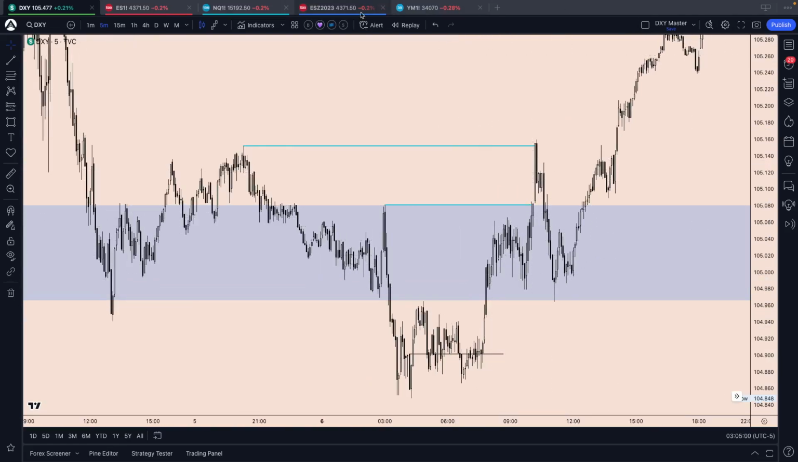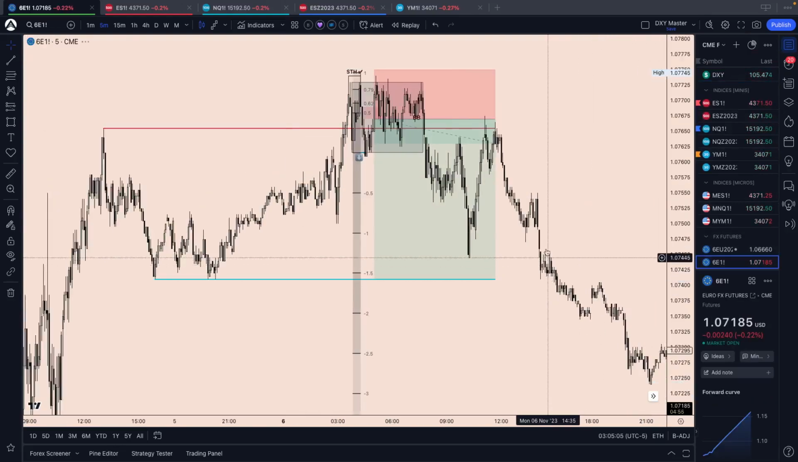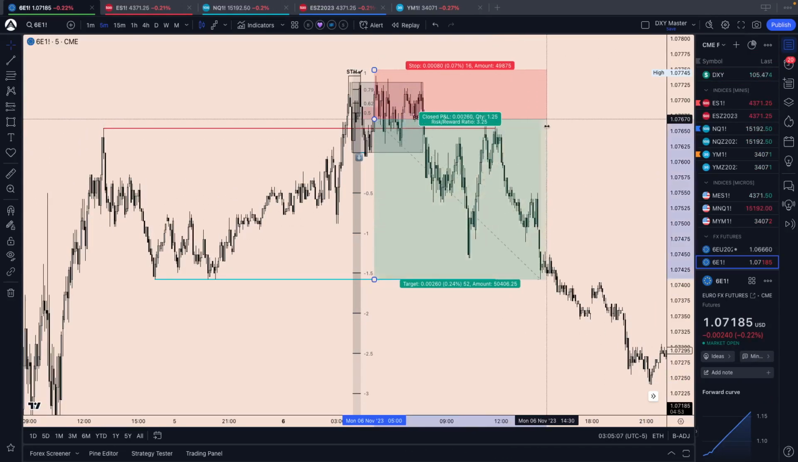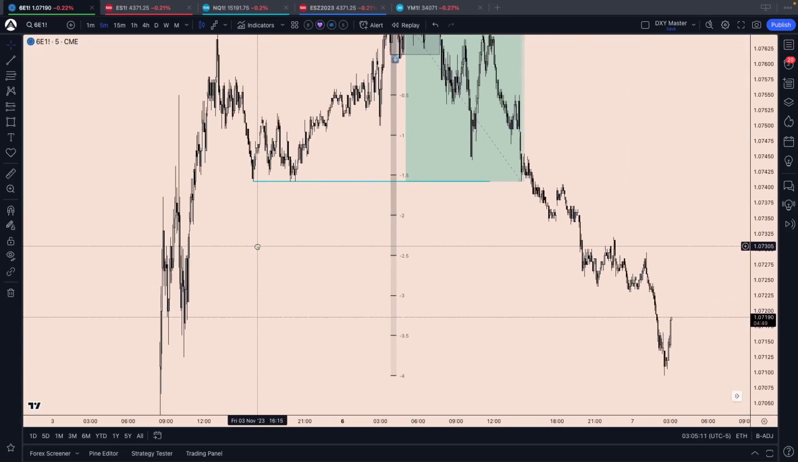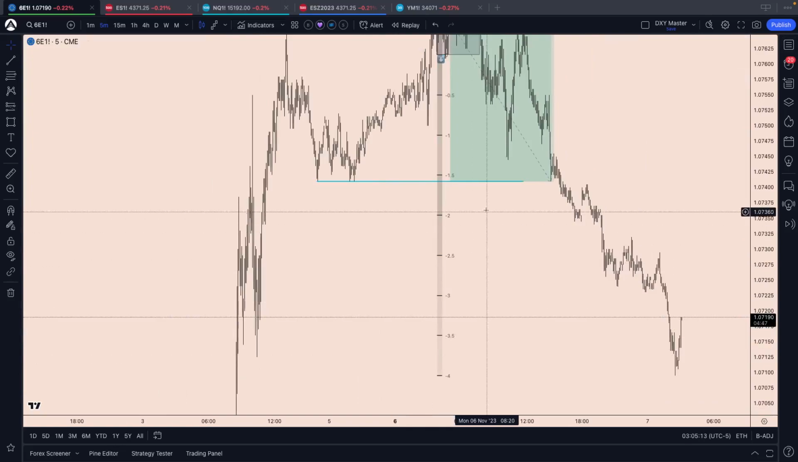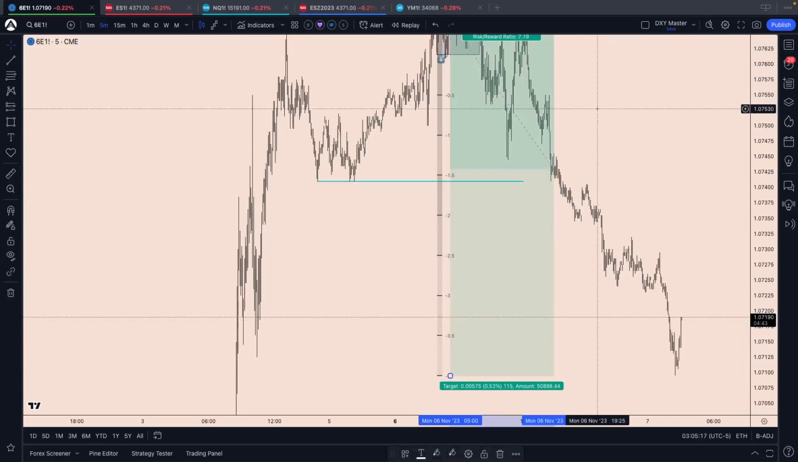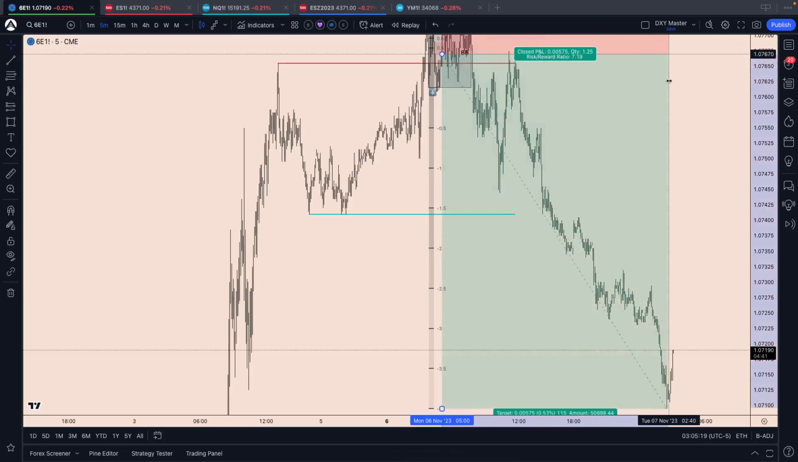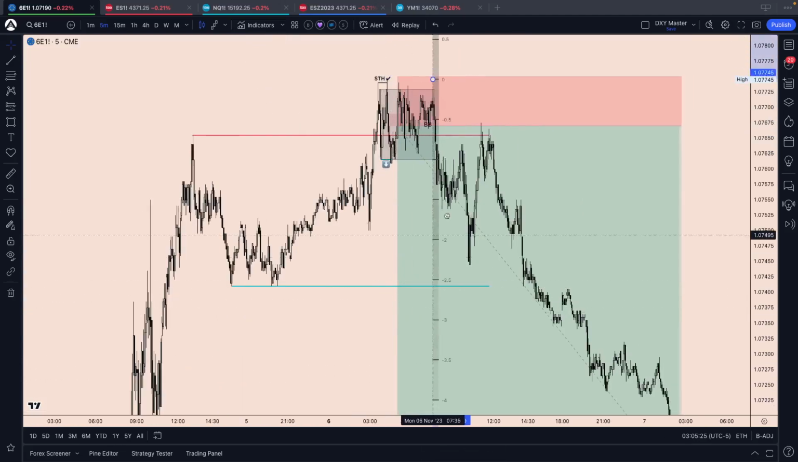But that analysis played out really well. And if we take a look at Euro, yeah, eventually we hit our 3.25 risk to reward ratio targeting these lows. We even hit a 4 standard deviation. We just did that from our manipulation. That's awesome precision here from the Euro US dollar.